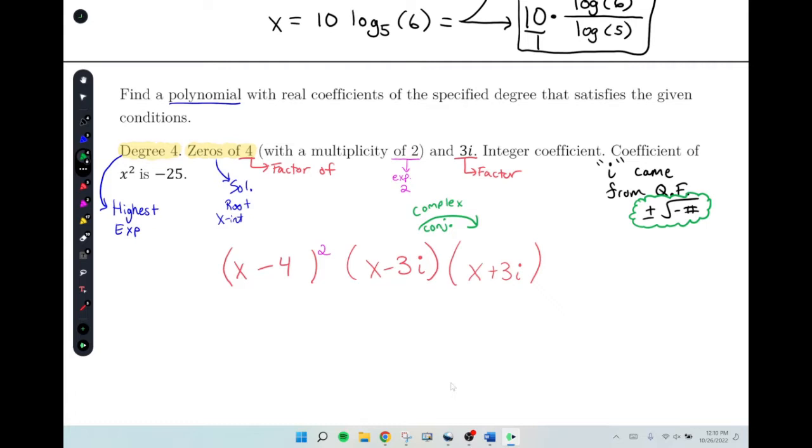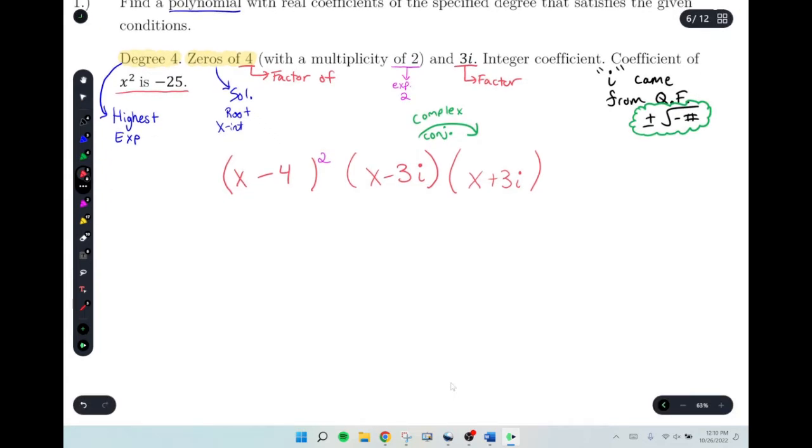But we're not done. If they didn't give us that one last condition, we'd be done. They give us one last condition. What do they say? The coefficient of x squared is negative 25. That sucks. You know what we've got to go do? Factor, FOIL, expand, box method, all that. Make this one long problem instead of three individual problems.